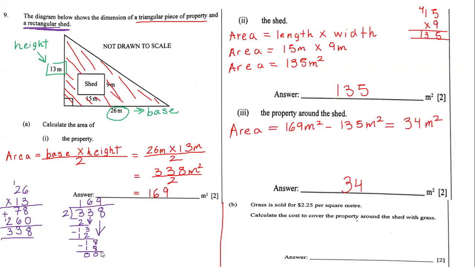Livingston, read part B for me, please. Grass is sold for $2.25 per square meter. Calculate the cost to cover the property around the shed with grass. Very good. So anyone want to try answering that?